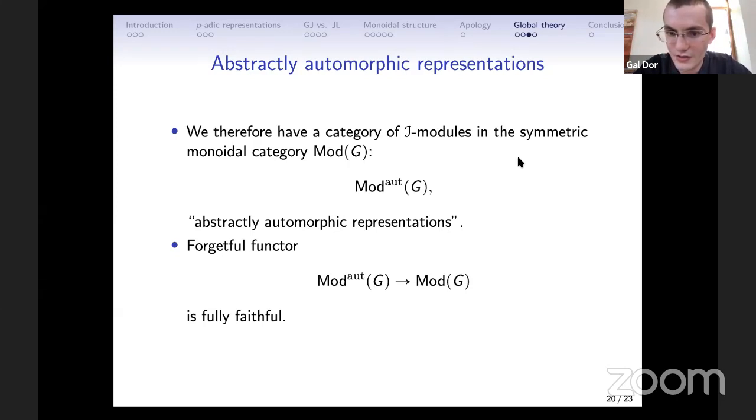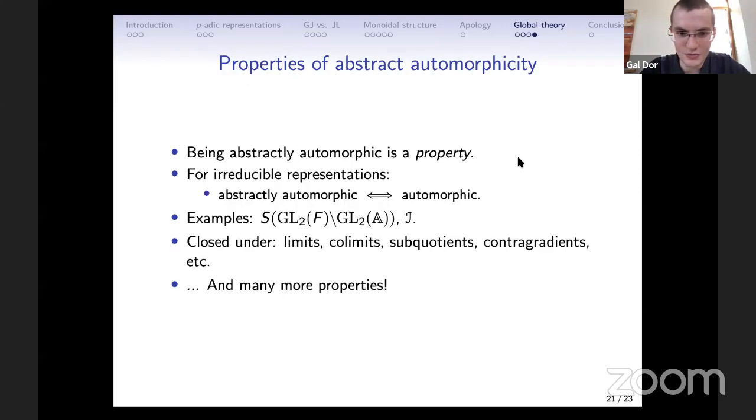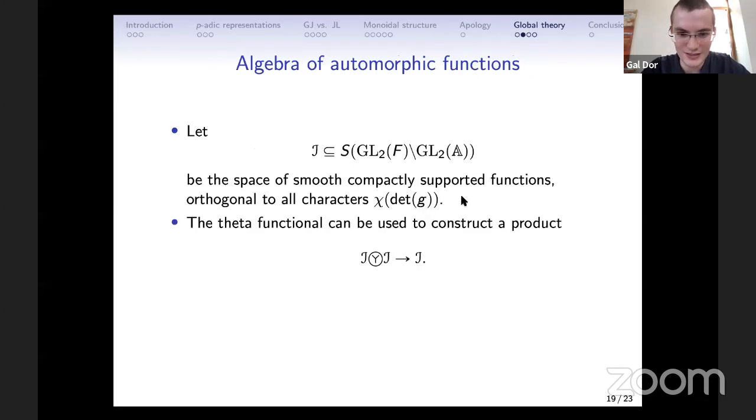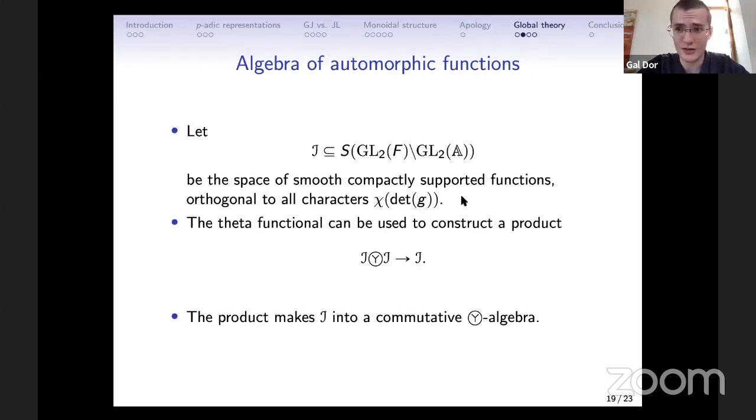Yes, the multiplication on I is actually very simple to describe. As I said, it is given by some theta functional. In fact, it's just a theta function. It's an integral operator that takes two functions on the automorphic quotient to a third function, and it is given by some integral against a theta function. Nice.